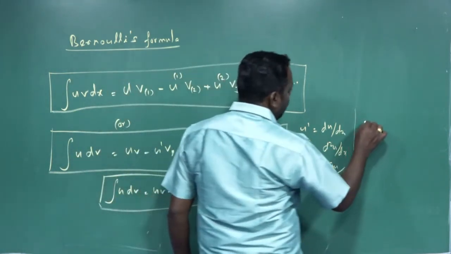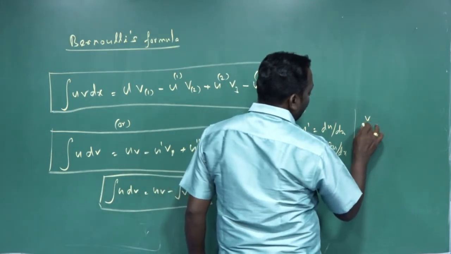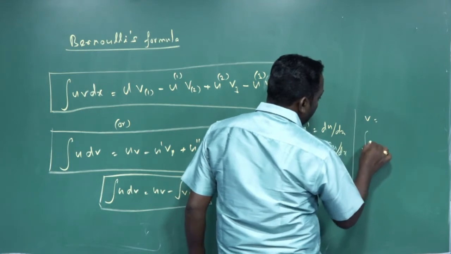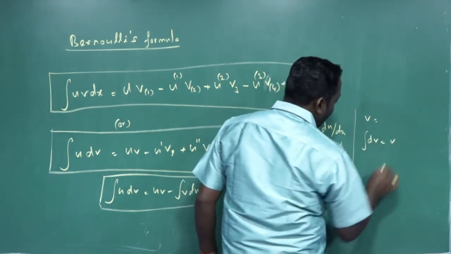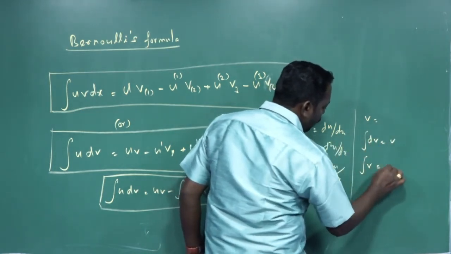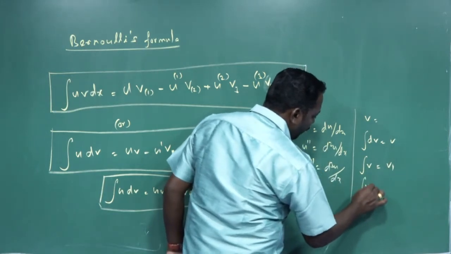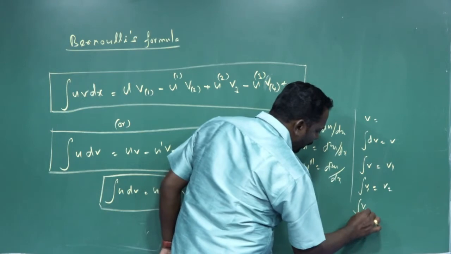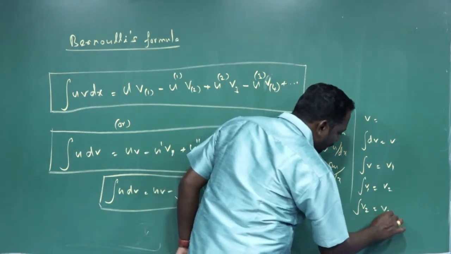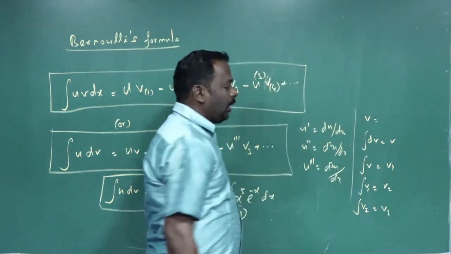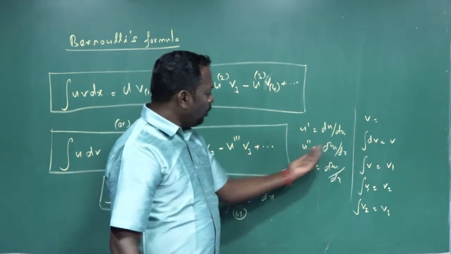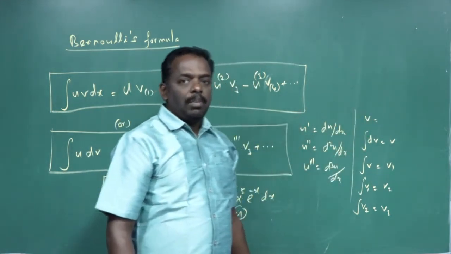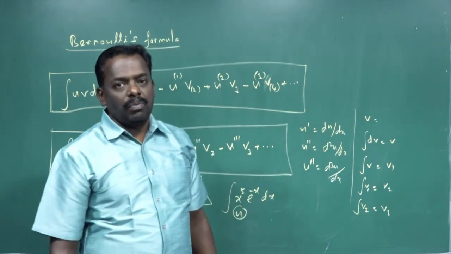And v depends upon the value of dv with respect to x. Therefore integration of dv is equal to v. Integration of v is equal to v1. Integration of v1 is equal to v2. Integration of v2 is equal to v3. And continue the integration. The u side is differentiation and the v side is integration, by applying Bernoulli's form.